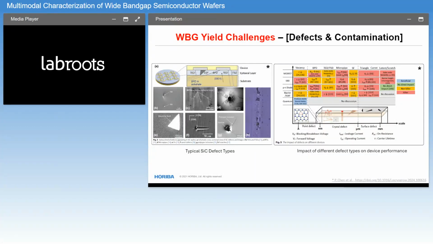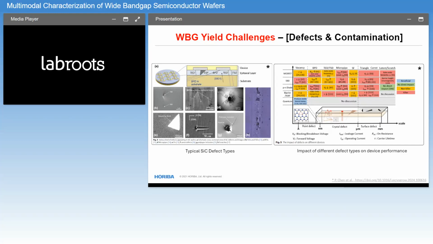Now, in the specific case of silicon carbide, as shown by this data here, Chen and colleagues have done a very good job of characterizing here the typical types of defects that can occur in this material system. Now, starting from substrate BPDs or basal plane dislocations that propagate into the epi layers or transform into threading edge dislocations or stacking faults. We also have things like threading screw dislocation shown in this picture here.